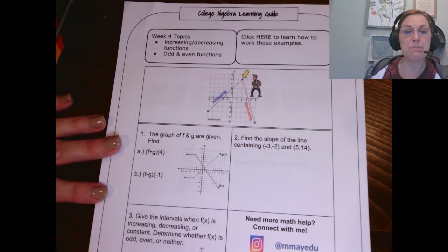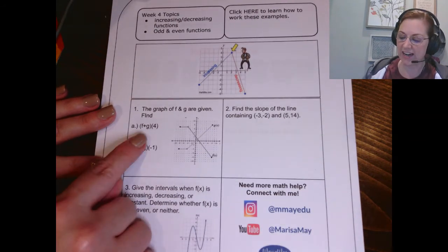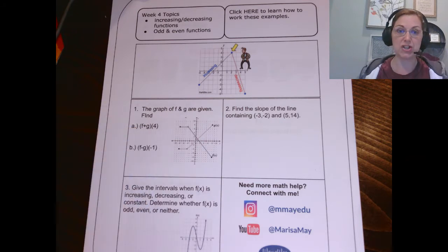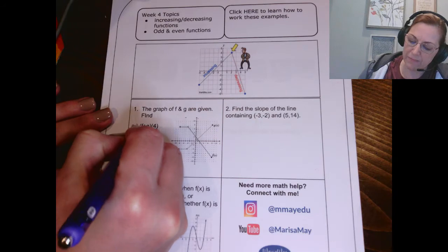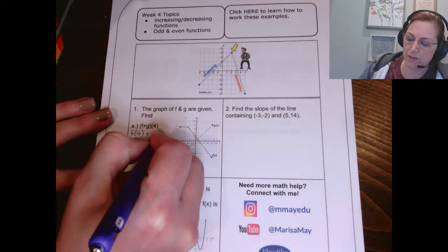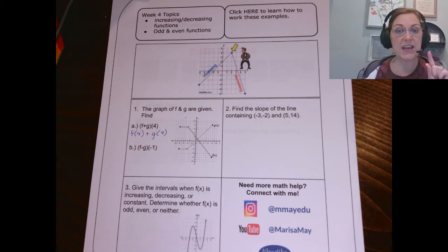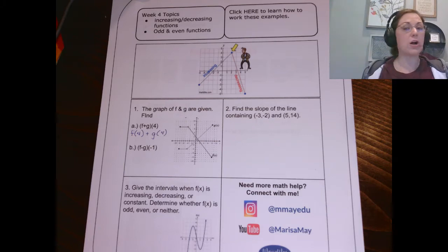We'll use that in problem number 3, but before we do that, let's check out problem number 1, which is asking us for f plus g of 4. That really means f of 4 plus g of 4. Take the y value on the f graph when x is 4 and add it to the y value on the g graph when x is 4 also.